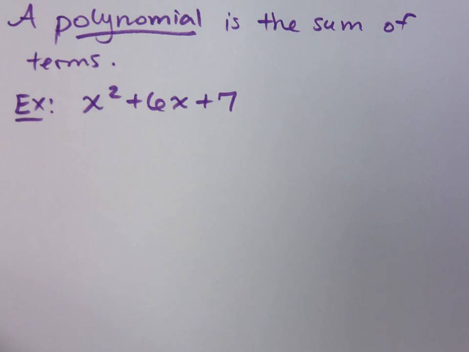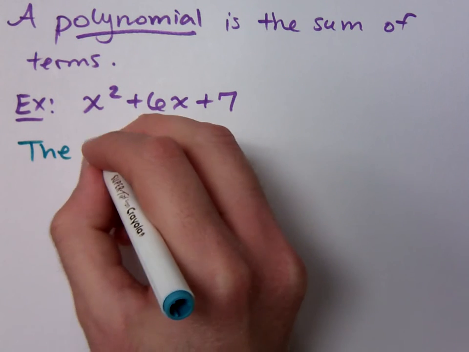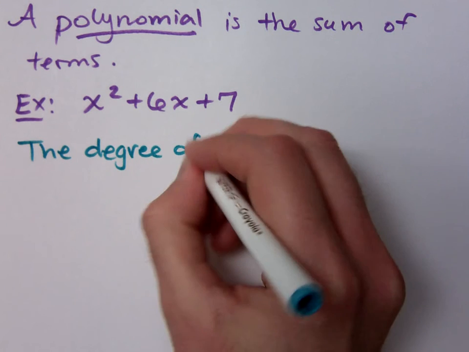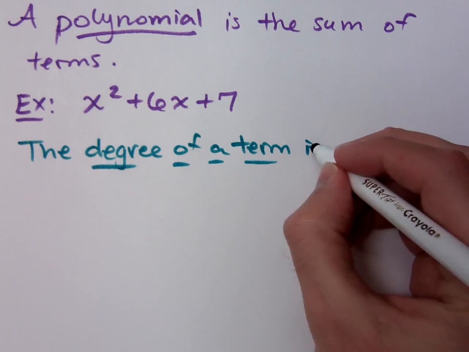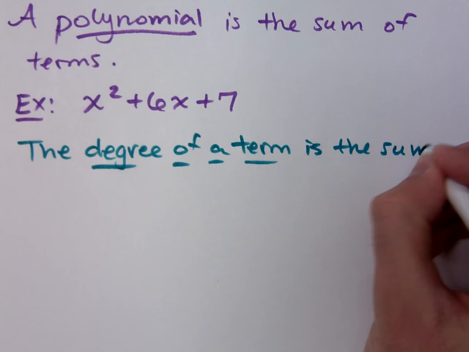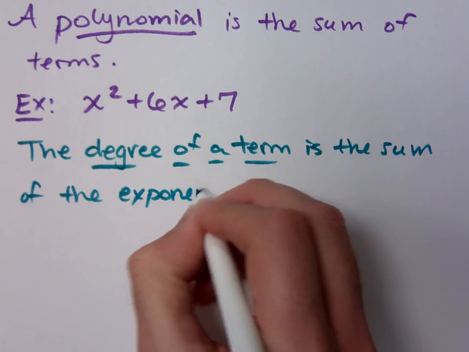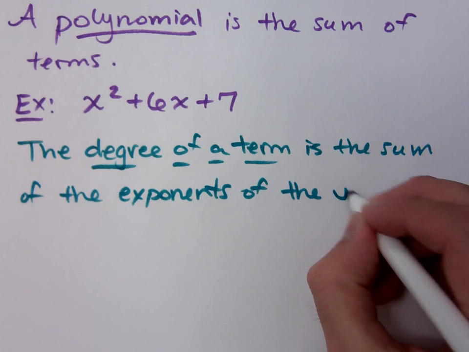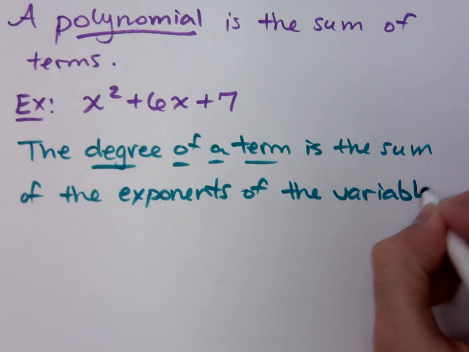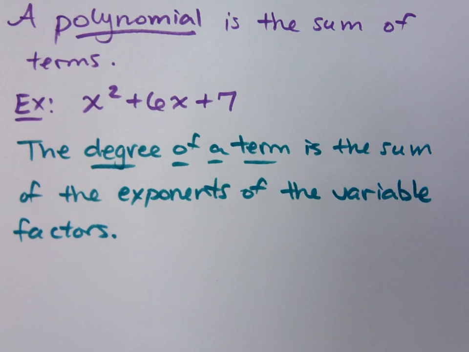Well, when we talk about polynomials, a lot of times we talk about the degree of a polynomial and the degree of its terms. So the degree of a term is the sum of the exponents of the variable factors. The degree of a term is the sum of the exponents of the variable factors.